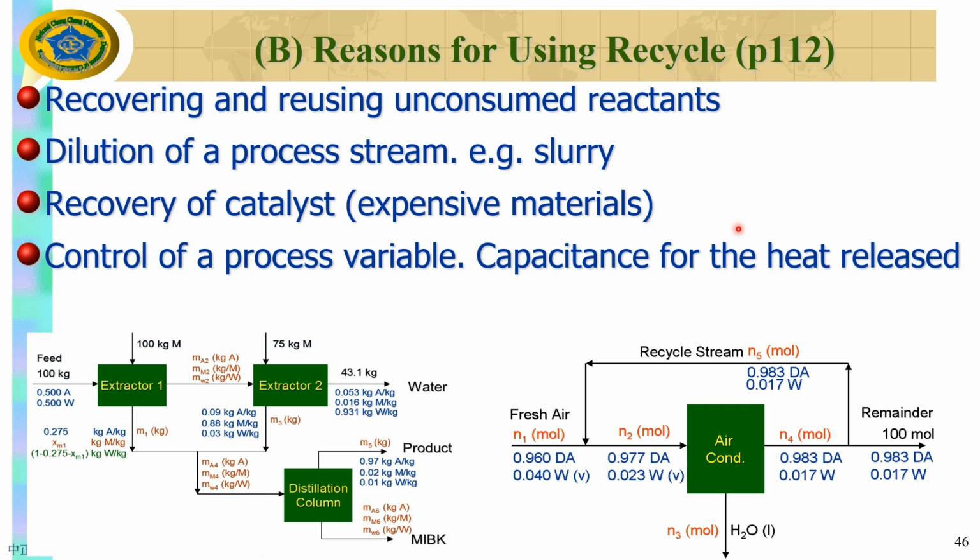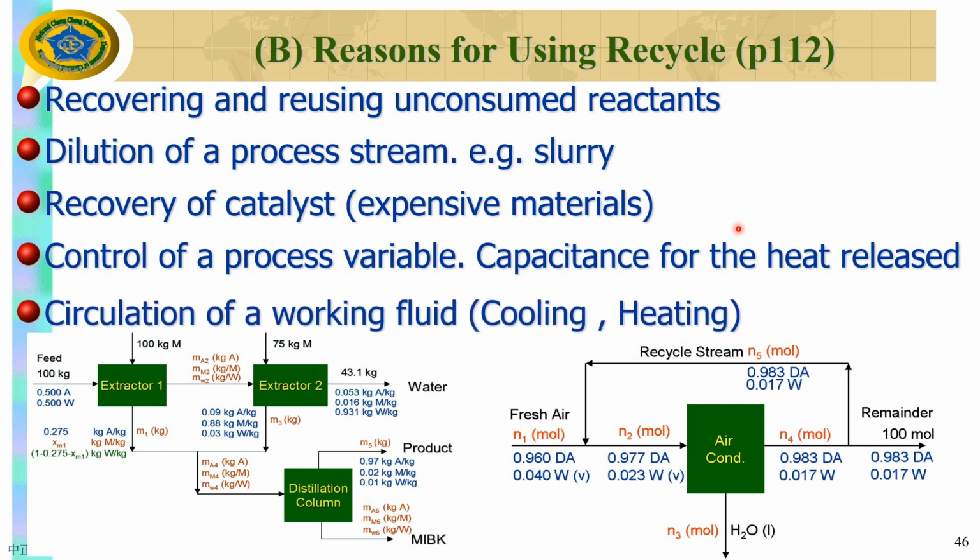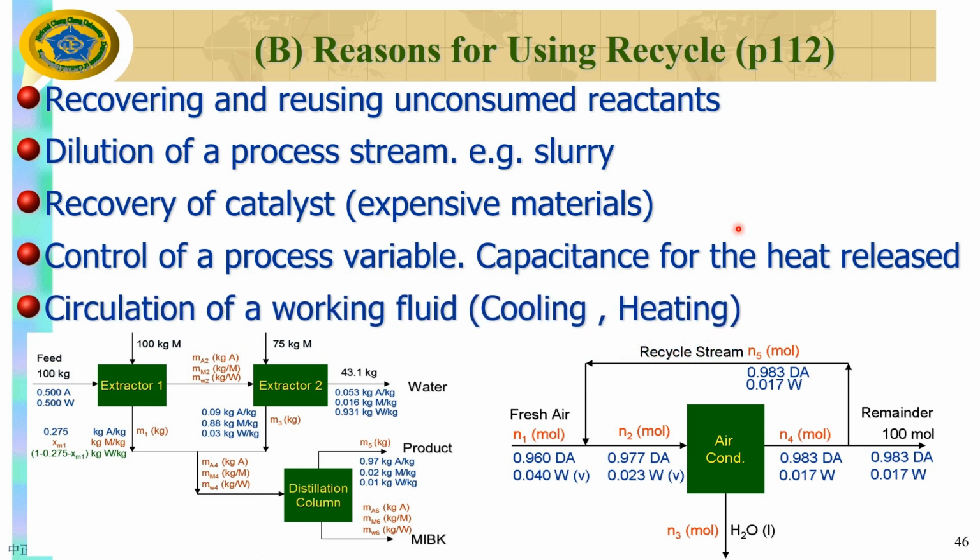Another reason is controlling the process variables, the capacitance for the heat released. This is another example for energies. Again, we don't have an example here. The fifth one is the circulation of the working fluids. Again, this is heat exchange. So we don't have an example here, but anyway, these are the reasons for using recycles.